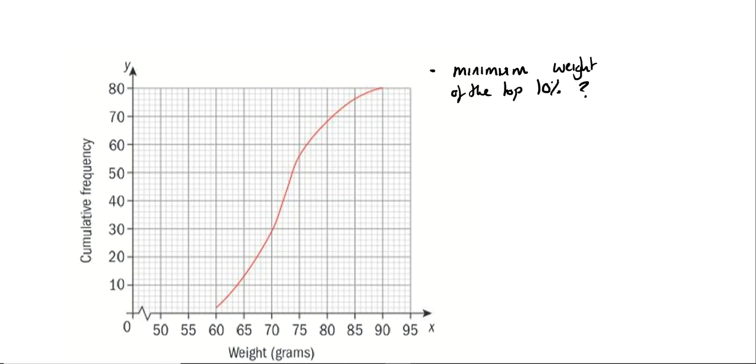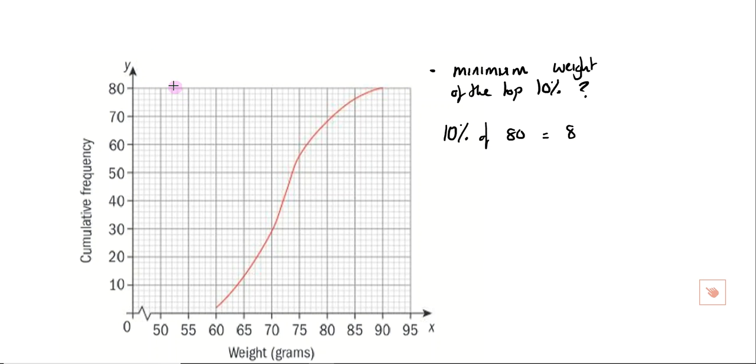So to find this, we have to look at which axis first, the weight axis or the frequency axis? Frequency, because 100% is 80 of them, okay? So I need to break off only the top 10%. So where would the top 10% be? Well, what is 10% of 80? So 10% of 80 equals 8.